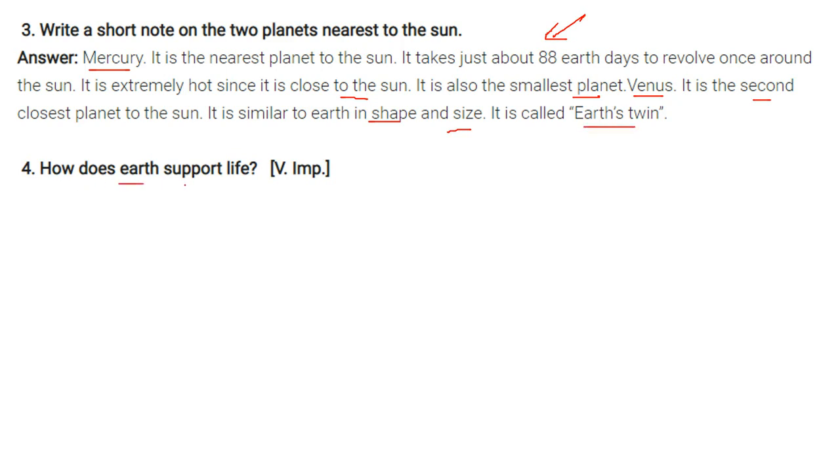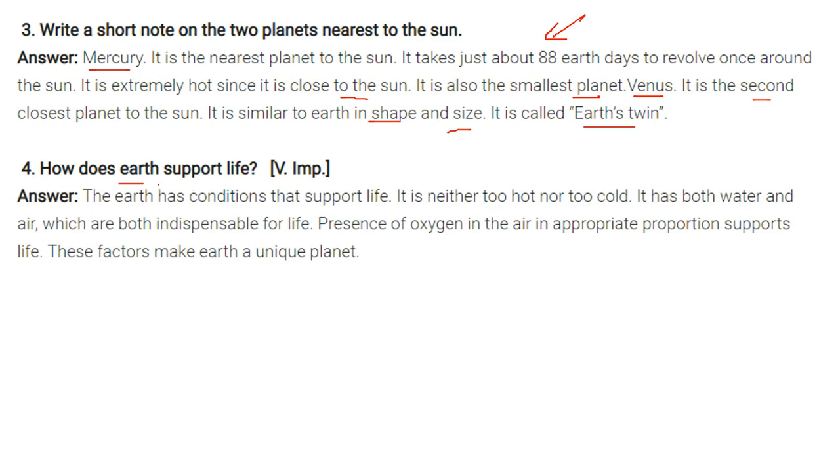How does Earth support life? See, the Earth has conditions that support life. It is neither too hot nor too cold. It has both water and air, which are indispensable for any life. So the presence of oxygen in the air in appropriate proportions supports life, and these factors actually make Earth a unique planet that supports life.